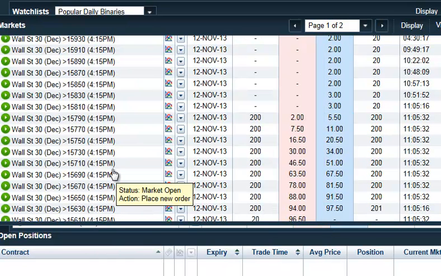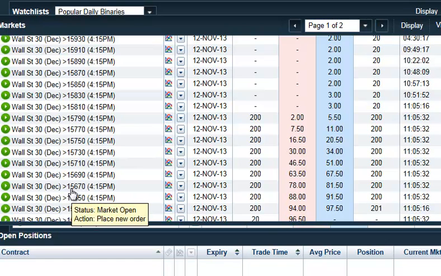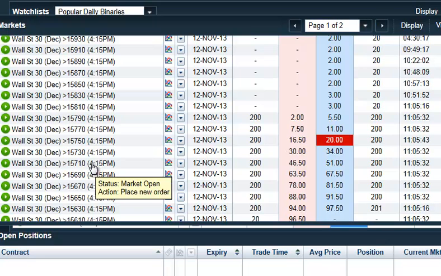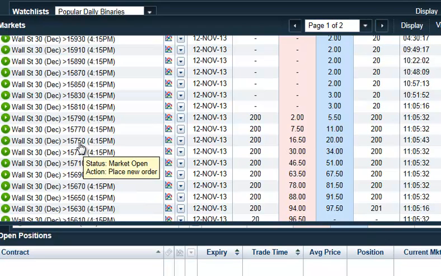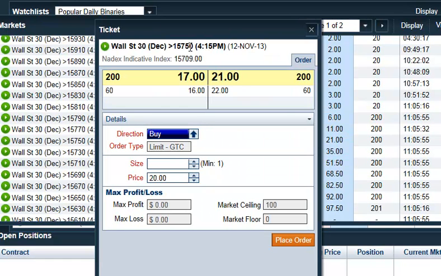Let's just say, hey, I think the market is going to take off and really move up, 50 plus points for the rest of the day, and I'm really sure of it. I could take this particular position, which is 15,750, and only pay $20 for it. So in this case, the Dow would have to move up 40 points. Again, I think it's going to move up at least 50, and I only have to pay $21 for it. If I paid $21, I would make $79 profit, which is almost 400% return on investment for this trade.